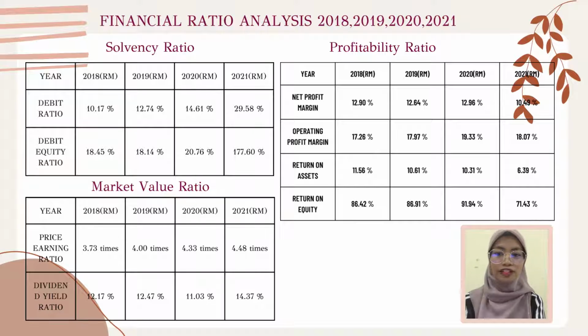And lastly, calculation for market value ratio. Price earning ratio: market price per share divided by earning per share. Dividend yield ratio: dividend per share divided by market price per share.